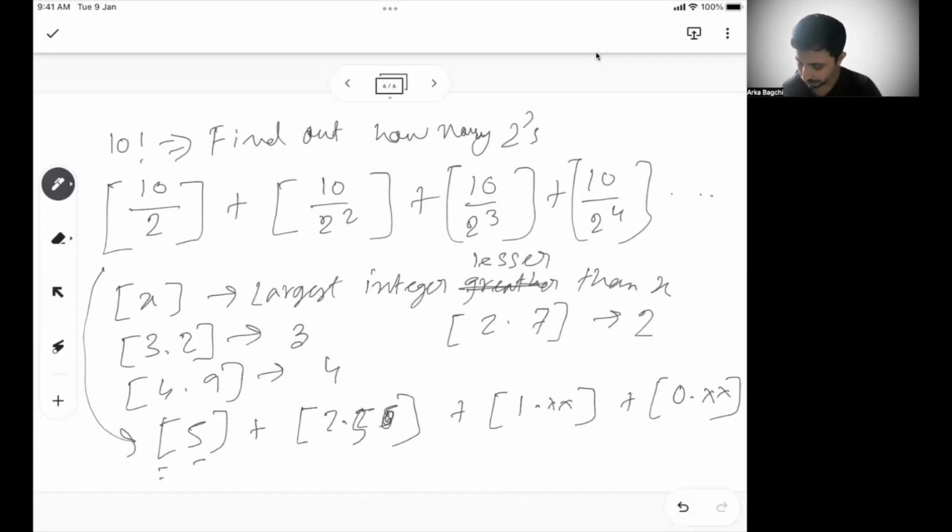So box of 5, the largest integer lesser than 5 is 5. Largest integer lesser than 2.5 is 2. Largest integer lesser than 1.xx is 1. And then here it is 0 and continuously it will be 0. So your answer will be 8. So this is one way of calculating how many of a particular prime number there are in a particular number.